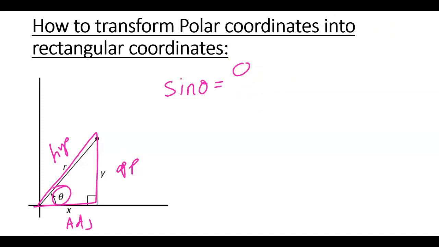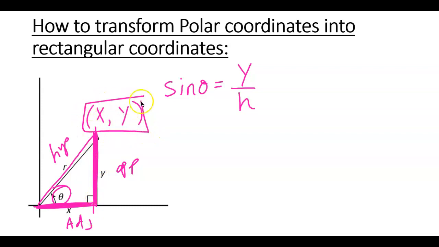Now, in this case, though, on this triangle, opposite is y, and hypotenuse is h. What's interesting about this triangle is that this horizontal distance x tells me the x coordinate, and this vertical distance, the y, tells me my y coordinate. And this is rectangular form. Let's see how this works out. I want to figure out what y is. So how do I do that?